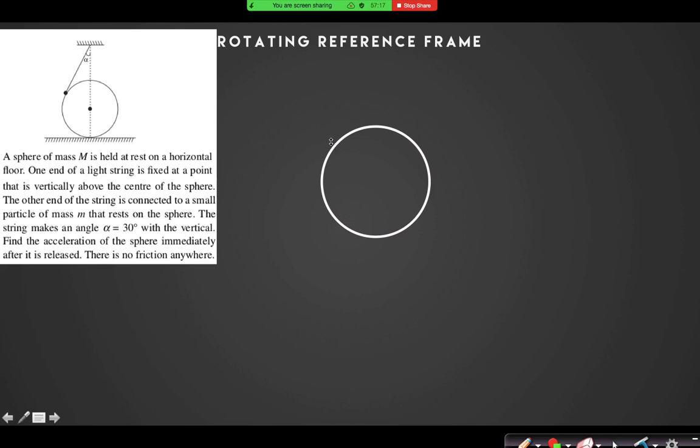So there is one string, suppose here, which is connected at this point vertically above the center, right? And there is another particle here of small m mass. The sphere has mass capital M, and the sphere rests over a smooth floor. There is no friction anywhere, that is given. So now, from this condition, can you first tell me what should be the direction of acceleration of that sphere?